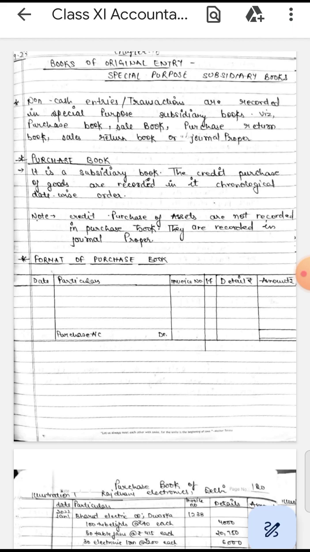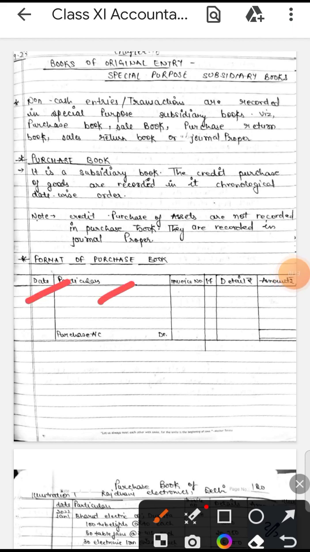The format of purchase book is date, particulars in which we record content, invoice number in which we record the bill number, LF is ledger folio, detail is the amount of the products and the total of the purchases, and then we will get a value, that is purchase account value.